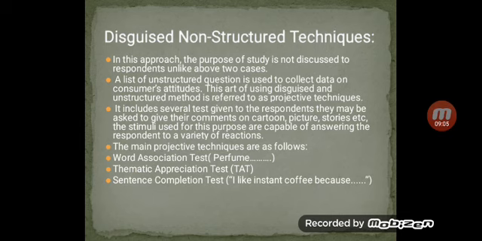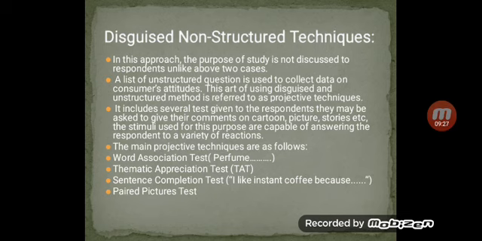Sentence completion test. I will give a sentence, and the respondents should complete the unfinished sentence. For example, as I have already given here: I like instant coffee because. Then, I do not use shampoo because. Coffee that is quickly made. Based on that, the answer will be obtained. Next is the paired picture test.